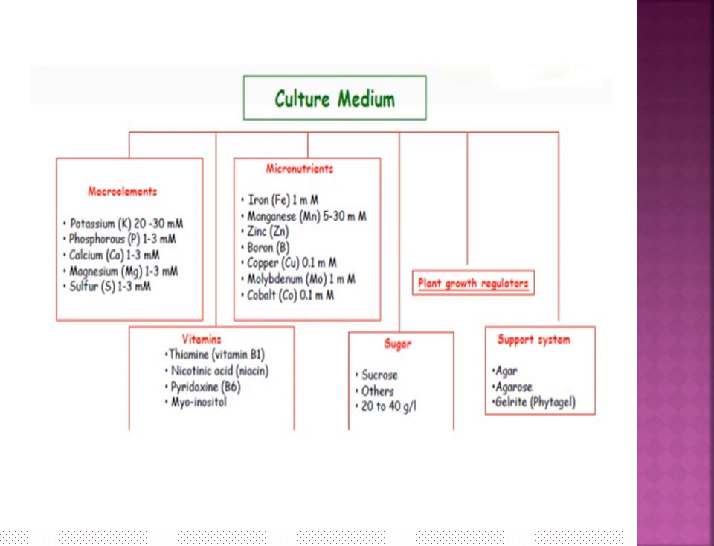In plant growth regulators, we have auxins and cytokinins. Auxins are very important for root formation, and cytokinins are very important for shoot formation and even for callus formation. In vitamins, we have thiamine, which is vitamin B1, nicotinic acid, pyridoxine and myoinositol. Sugar is a very important component because it provides energy. Usually, sucrose is used. And in the support system, we have agar, which is a solidifying agent obtained from Gelidium corneum, a red algae. We can also use agarose or sometimes phytogel.